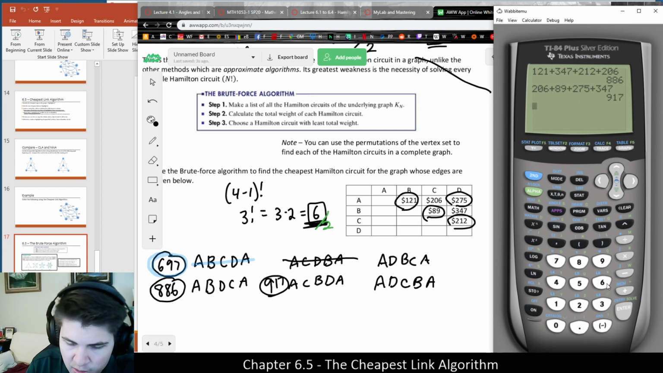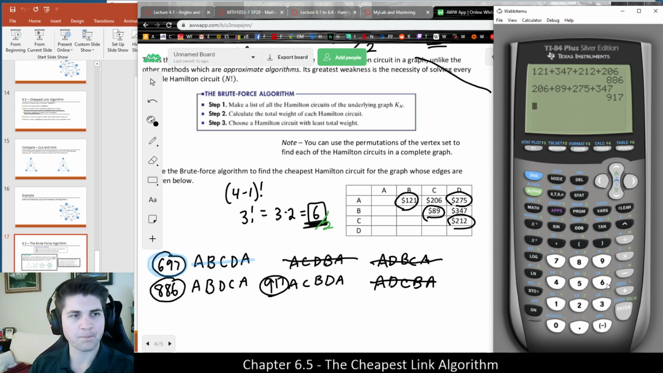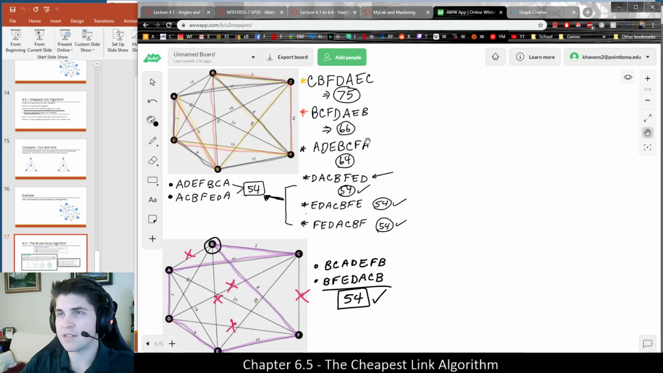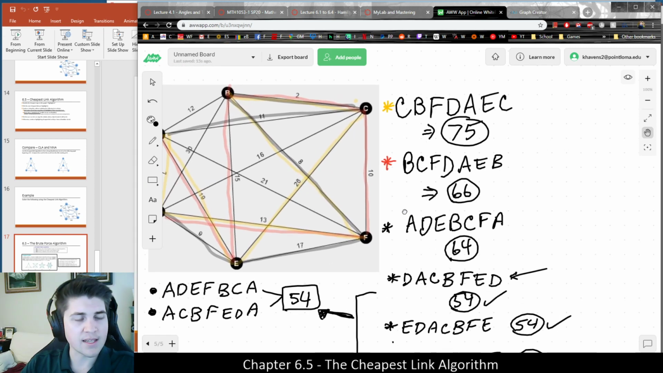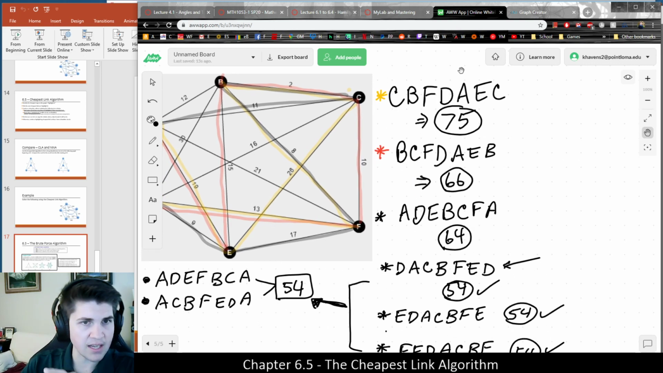And if we look at the other two, those should also be duplicates for the reasons I mentioned. Notice that A, D, B, C, A is just the 917 backwards, and A, D, C, B, A is just A, B, C, D, A, alphabetical order backwards. So those are all duplicates. And there we have it. That is the brute force algorithm for a smaller example. With more vertices, like if we were to return to the earlier example by brute force, there would be 120 Hamilton circuits, up to 60 unique answers.